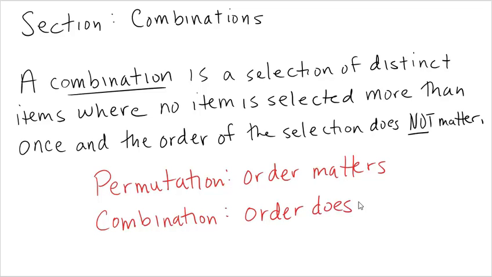Maybe the order doesn't matter because you're just selecting individuals for a committee and there are no jobs on that committee. Every individual has the same role, so to speak, and so it doesn't matter what order you pick the people in. If you pick 3 people, they'll be the same group. Or maybe you're making a purchase and the order in which you make that purchase doesn't matter, right?